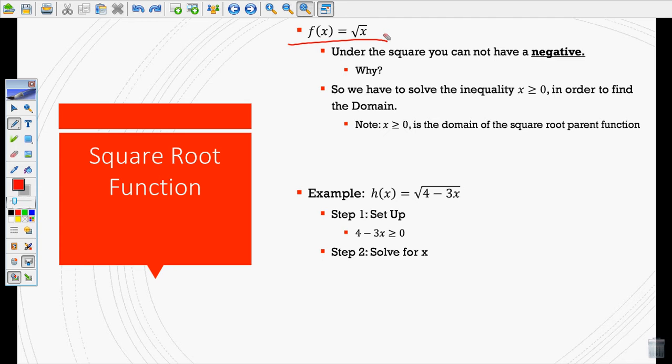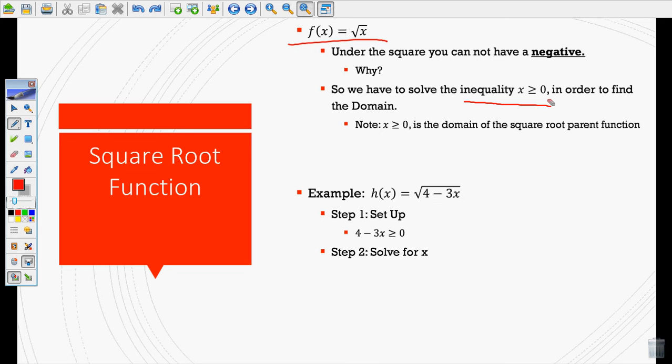It doesn't exist. Okay? So with all of that being said, when we are trying to find the domain, we have to solve the inequality x is greater than or equal to 0. That is what you have to do in order to find the domain of that function. Please note that x is greater than or equal to 0 is the domain of the parent function. Because what kind of numbers are greater than 0?